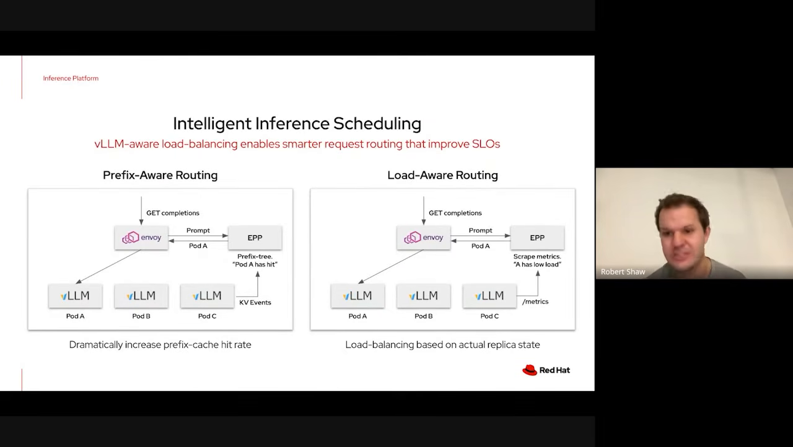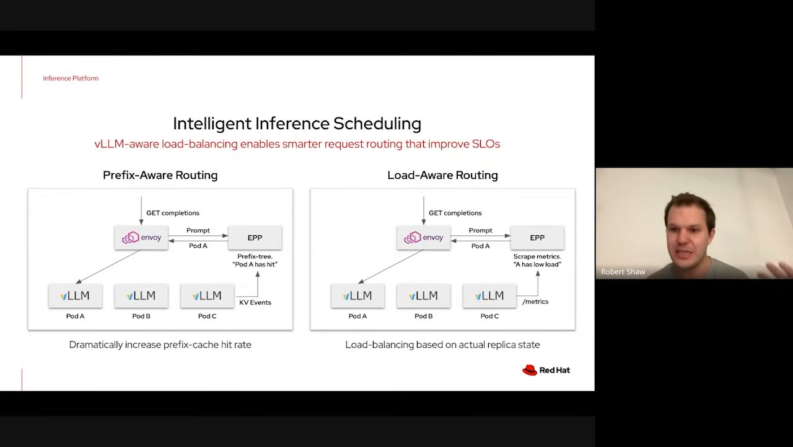This is one of the features that we get out of prefix-aware routing, where the request comes into the gateway and it sends it off to the endpoint picker, which is the inference scheduler. The endpoint picker can be configured to either read the KV events from vLLM, which is kind of streaming back the state of the prefix cache to the endpoint picker, or the endpoint picker can maintain an approximate understanding of the prefix tree in each one of these vLLM pods. Based on that information, the endpoint picker can say, okay, pod A has this prefix cache, let's route the request to pod A.